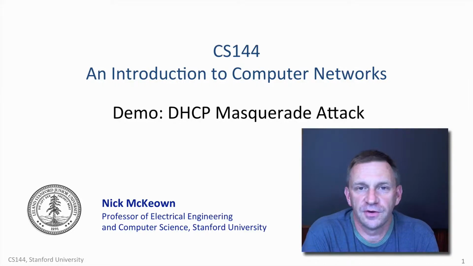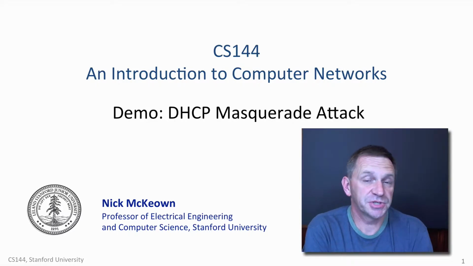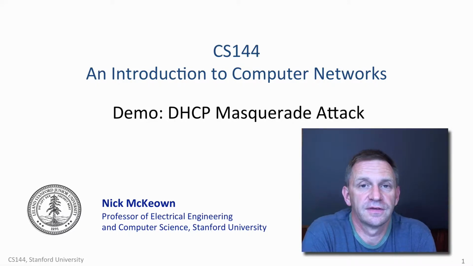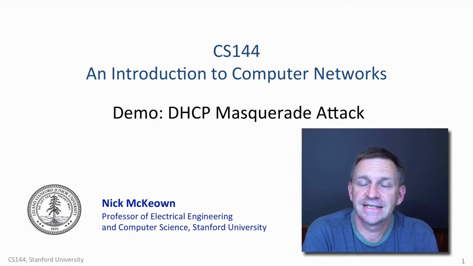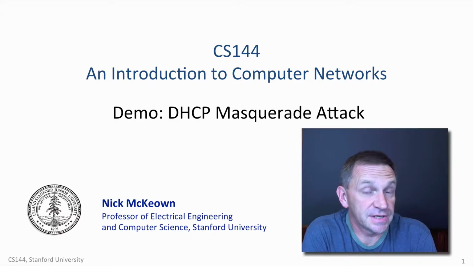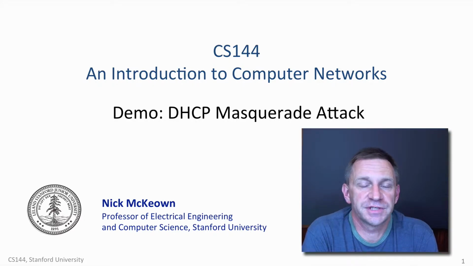In the following video, I'm going to demo how an attacker can masquerade as a DHCP server, forcing Alice's machine to be incorrectly configured. In the example, she's going to be forced to use a rogue DNS server, taking her to the wrong IP addresses for web servers she's trying to access.